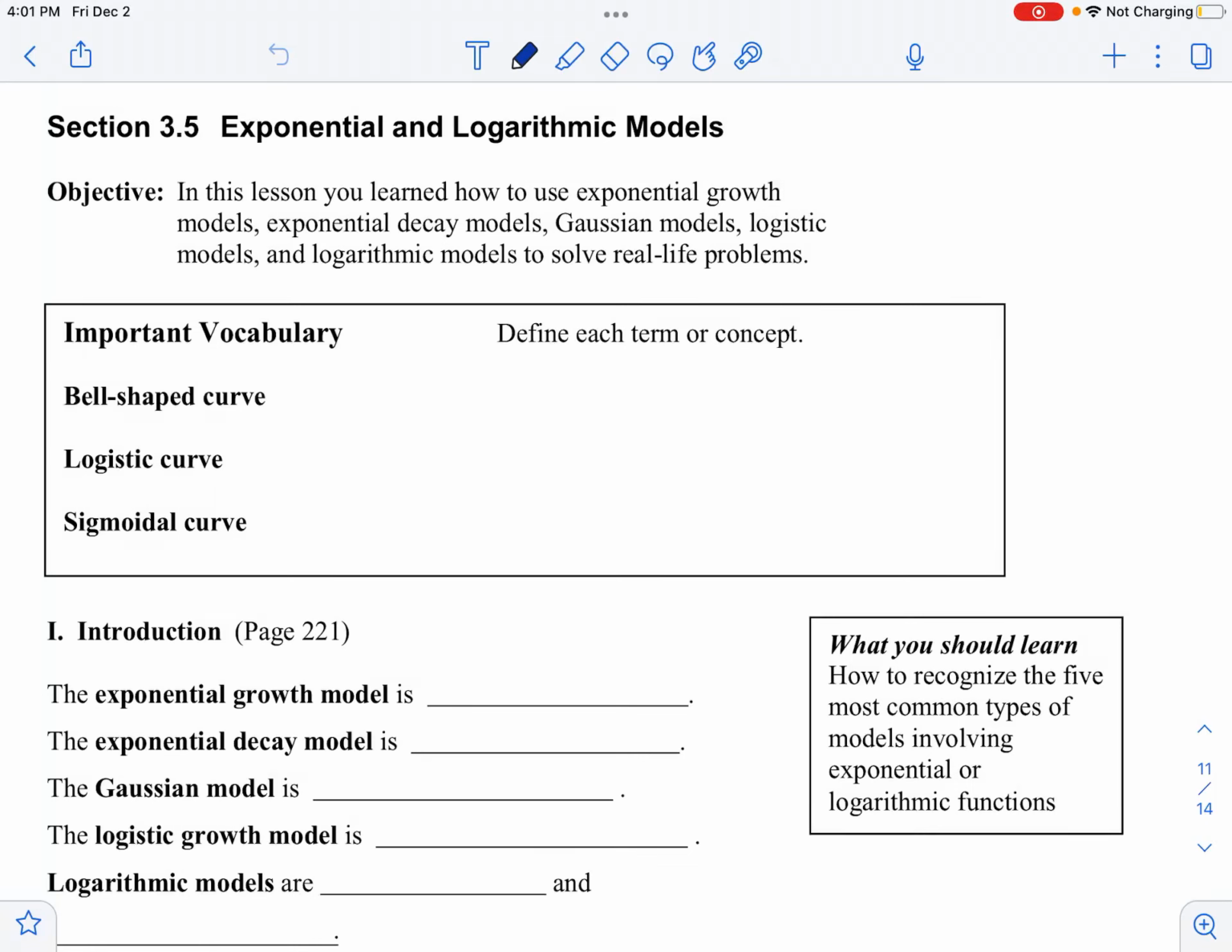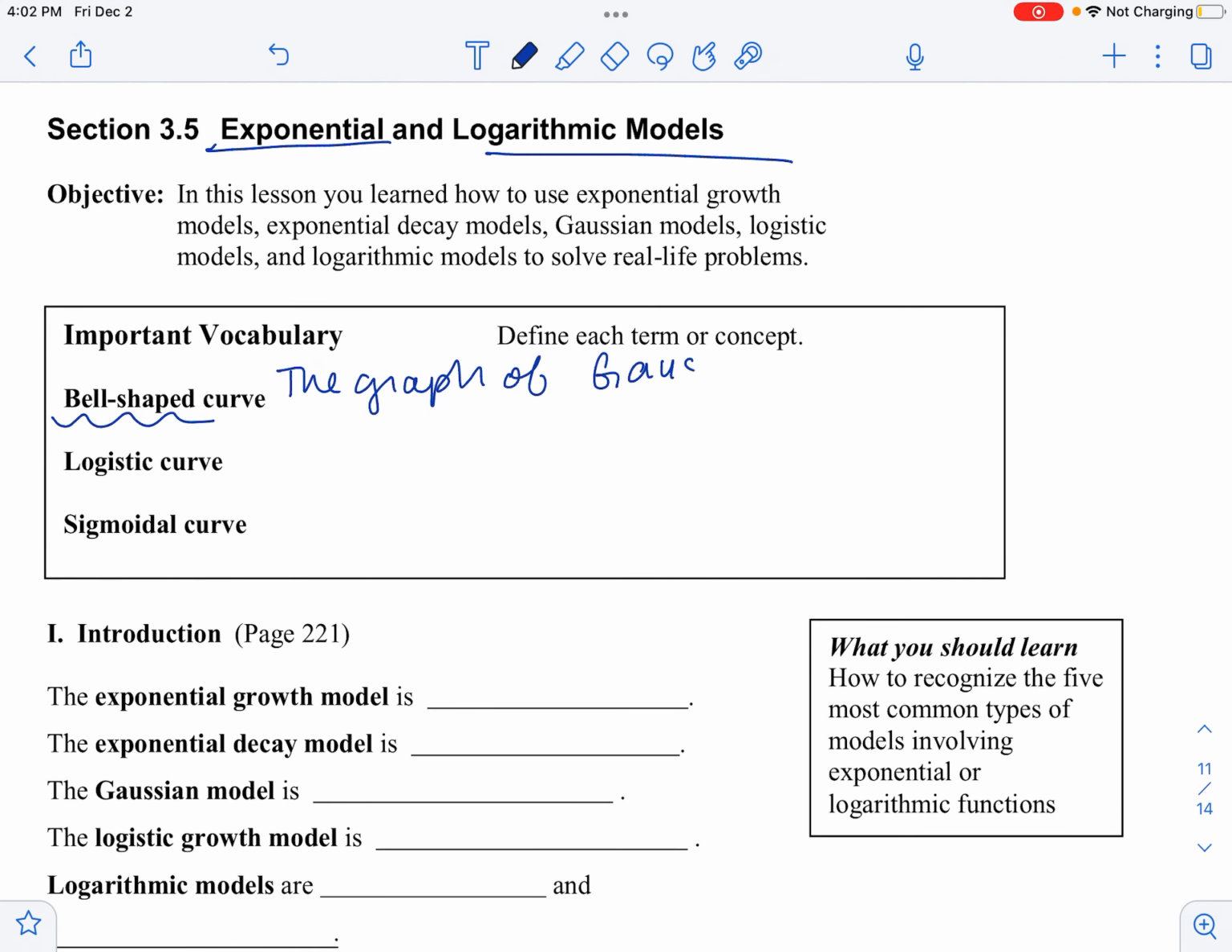Hey guys, let's go ahead and talk about section 3, exponential and logarithmic models. Here we go. So, important: the bell-shaped curve is the graph of a Gaussian model. And we'll talk more about what a Gaussian model is. If you want to look up a really cool mathematician, look up Gauss.